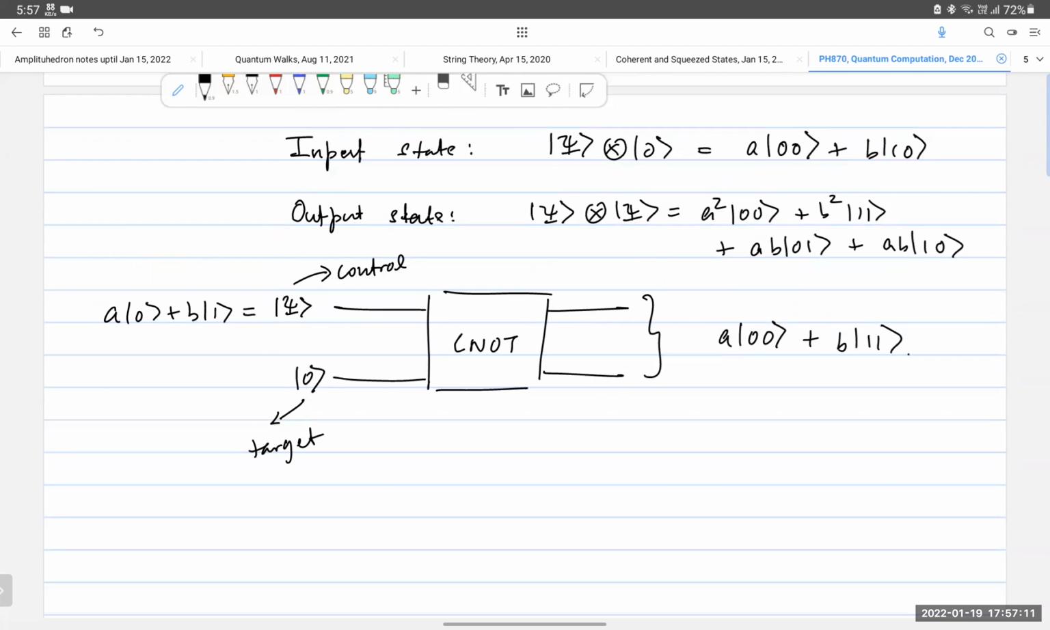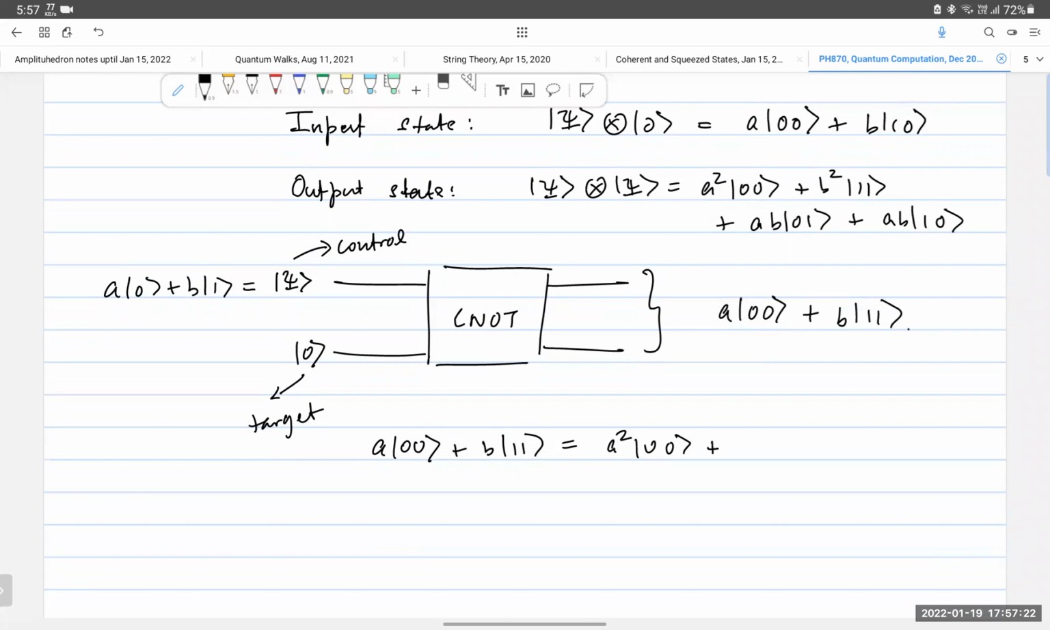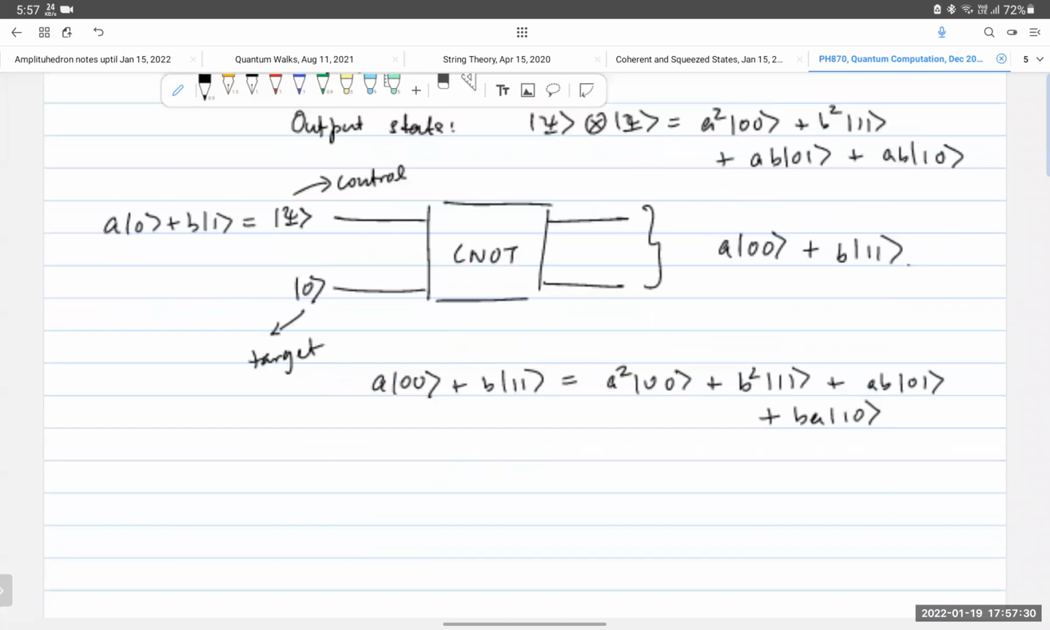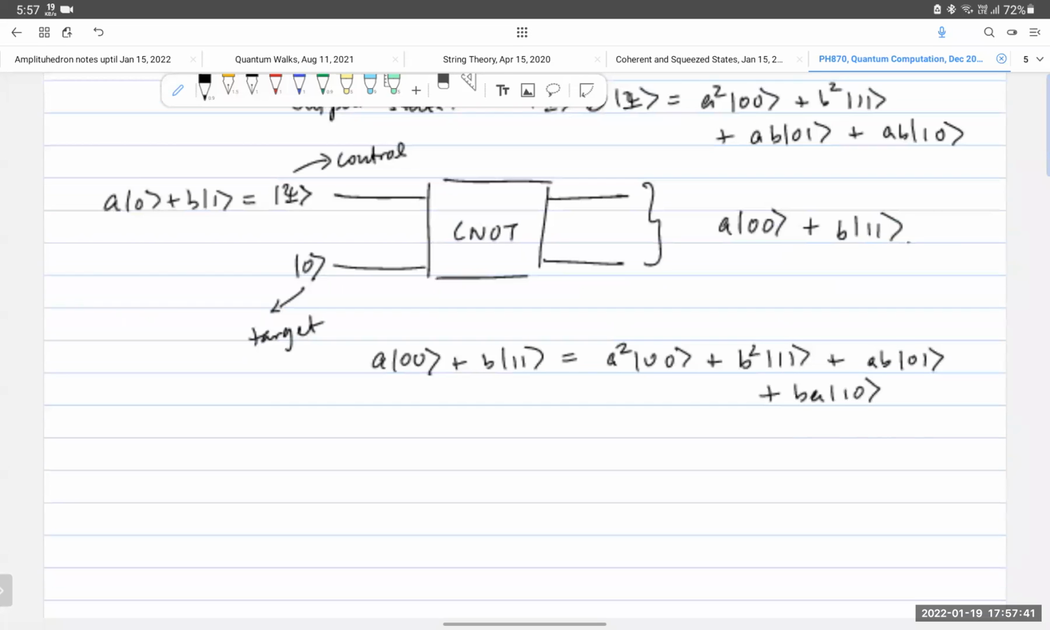And now we can compare what we get from the CNOT, right? This is what we get from the CNOT, and we can compare that to what we expect to get if our state has indeed been copied. Okay, and this is not really a proof of no copying. There is a proper proof, and we'll go over that next time.